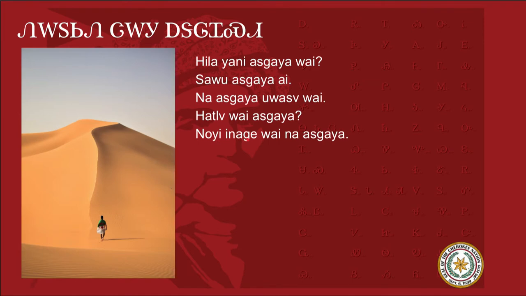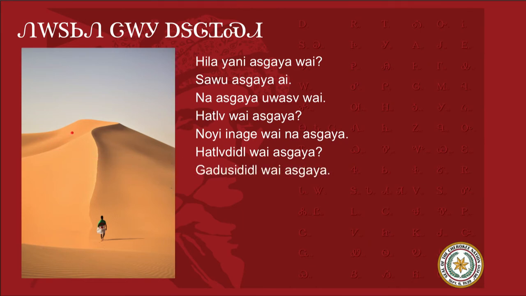Noyi inage wa'i na ashkaya. Noyi inage, the sandy wilds or the desert. Wa'i, walking, na ashkaya, the man. Now, if we said Hatla deed wa'i ashkaya, this deed means toward. So, like, toward where? Hatla deed, toward where? Wa'i ashkaya. Toward where is he walking, right? Hatla deed, wa'i ashkaya.